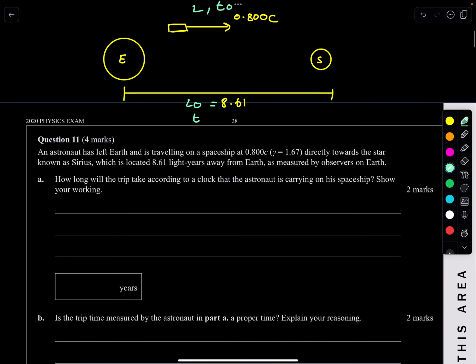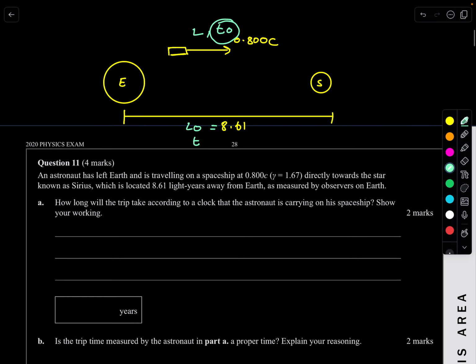So an astronaut has left. How long will the trip take according to the clock that the astronaut is carrying on the spaceship? The astronauts are measuring the proper time. So we know proper time is your time dilated over your Lorentz factor. How do we calculate the time dilated? We know the distance measured by the Earth, and we know the speed is the same for all observers because that's Einstein's second postulate.